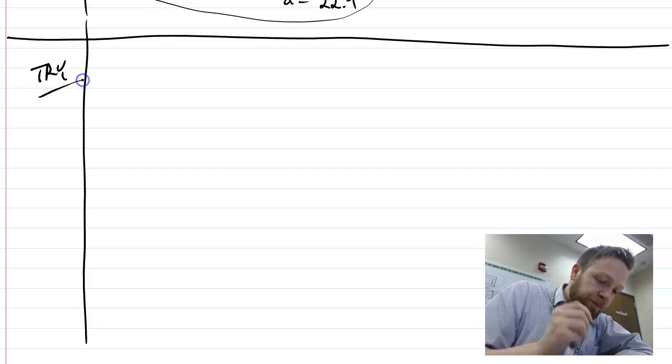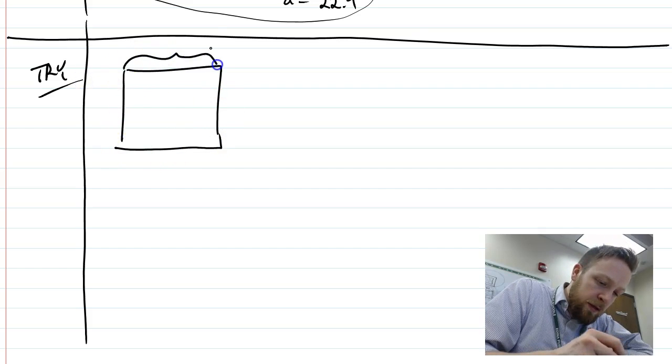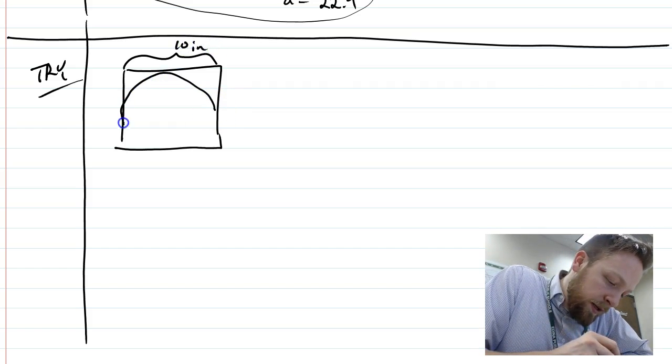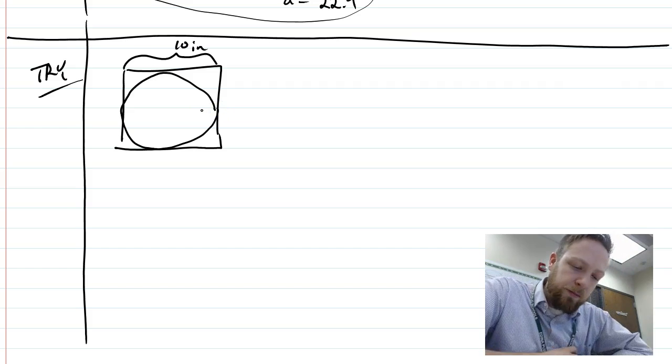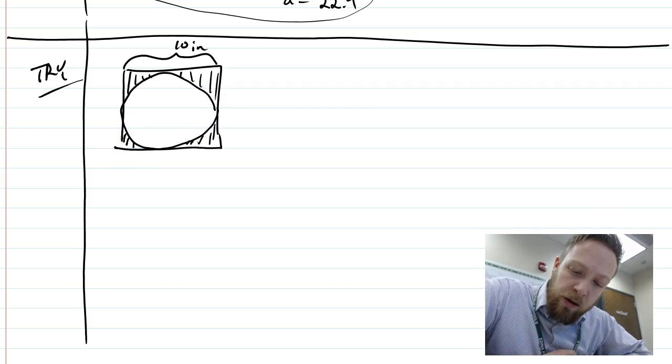Here is the problem. We have a square that is 10 inches across, and we inscribe a circle in there. So we want to know what the area is all around this circle inside of the square. All right, now would be the time to pause the video and then try it out.